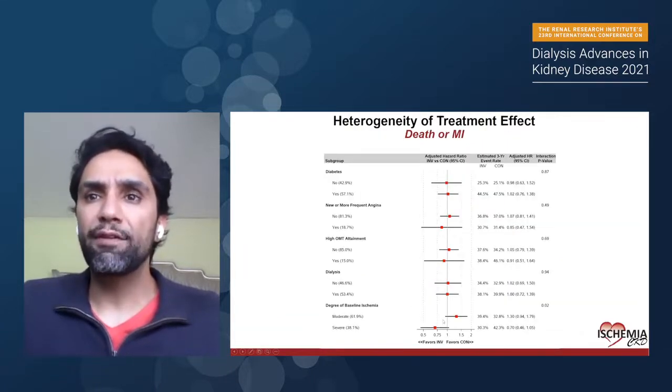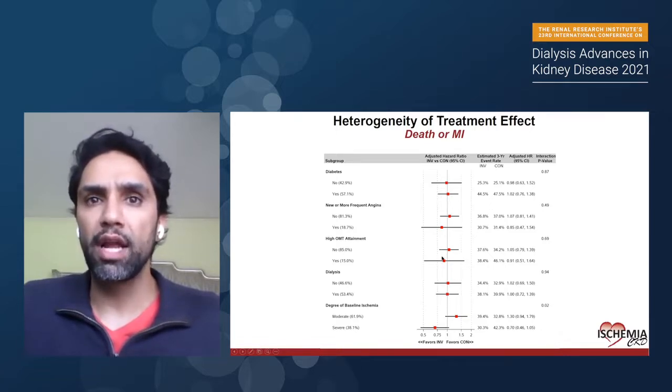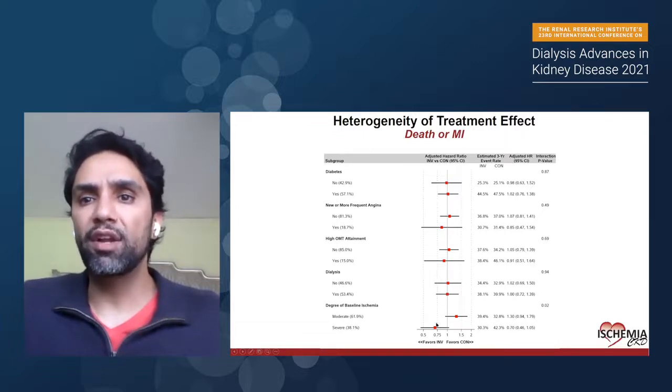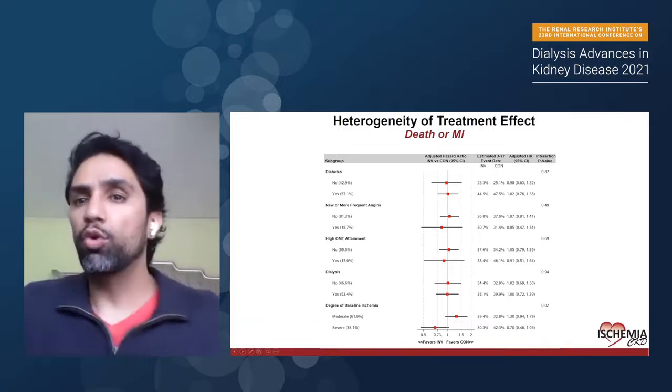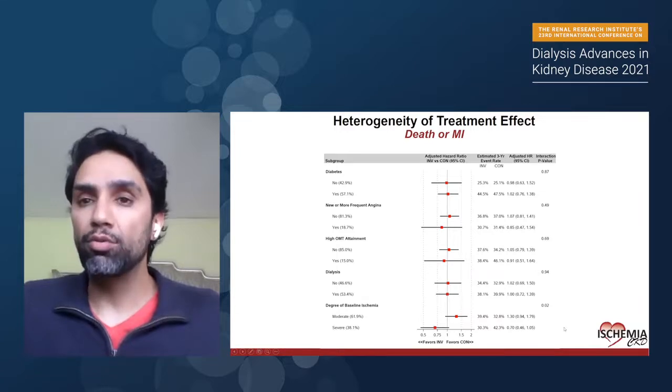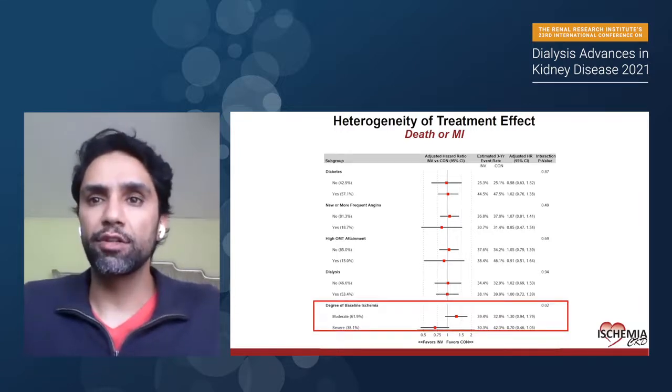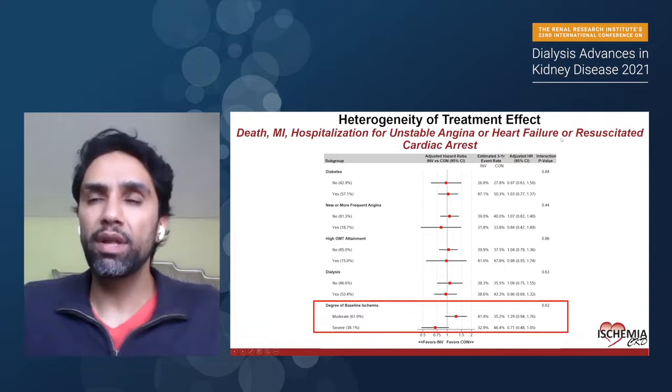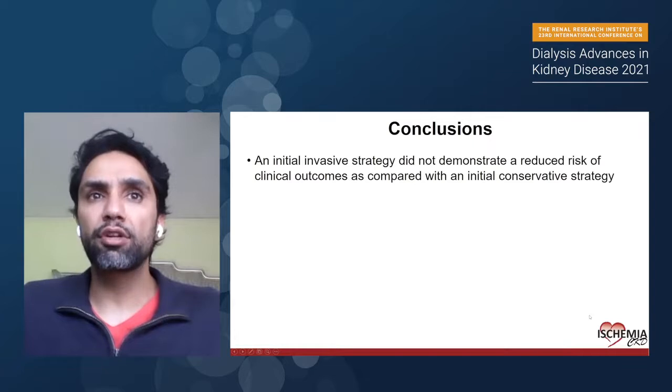Now, what about the different subgroups when we analyze? No difference in diabetes, no difference in new or frequent angina, in optimal medical therapy, no difference in dialysis patients, but it turned out that severe ischemia started to look like it may favor more invasive therapy. Of course, the probably missing link here is the amount of coronary artery disease, which is still under investigation. If you look at the same endpoints for the secondary outcome, it's essentially the same pattern. So the authors concluded that an initial invasive strategy did not demonstrate a reduced risk of clinical outcomes as compared with an initial conservative strategy.